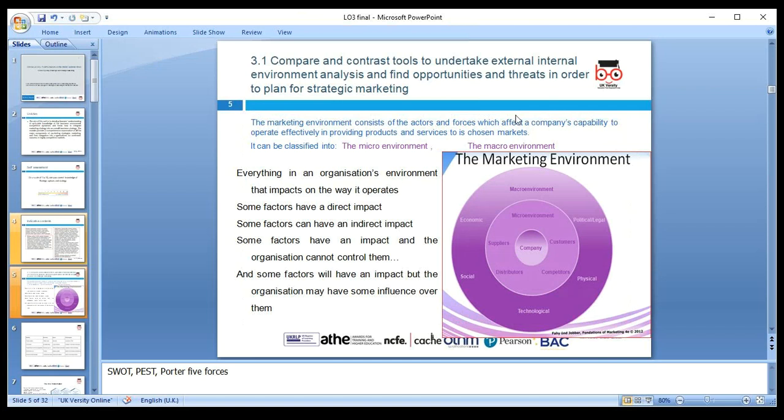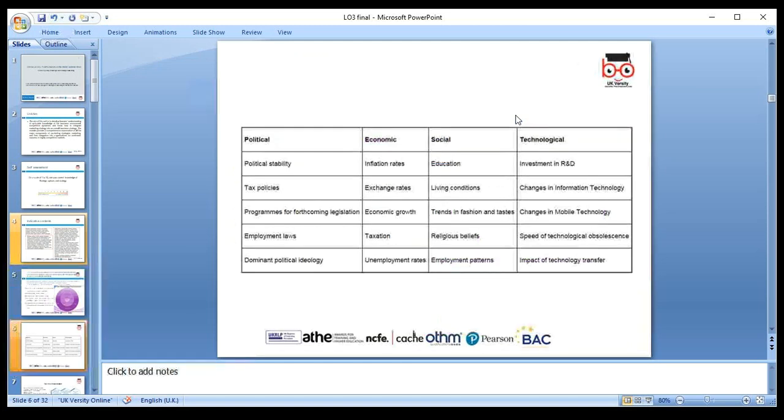Everything in the organization's environment impacts you, but it separates. Some factors have a direct impact and some have an indirect impact. Some have an impact that our organization can't control, and for some factors that have an impact, the organization may have some influence on them.